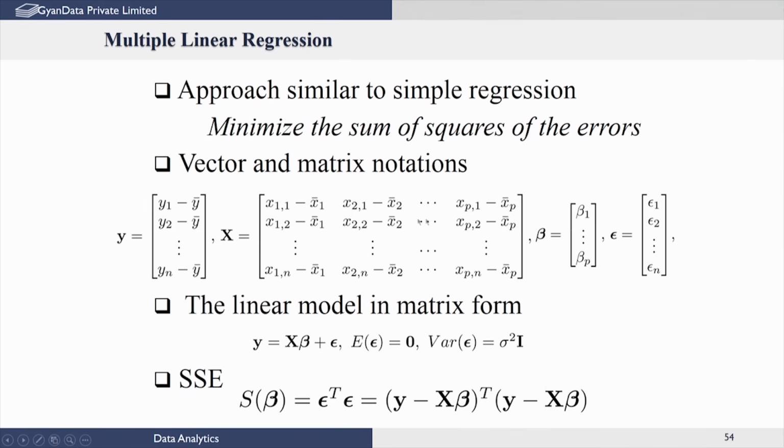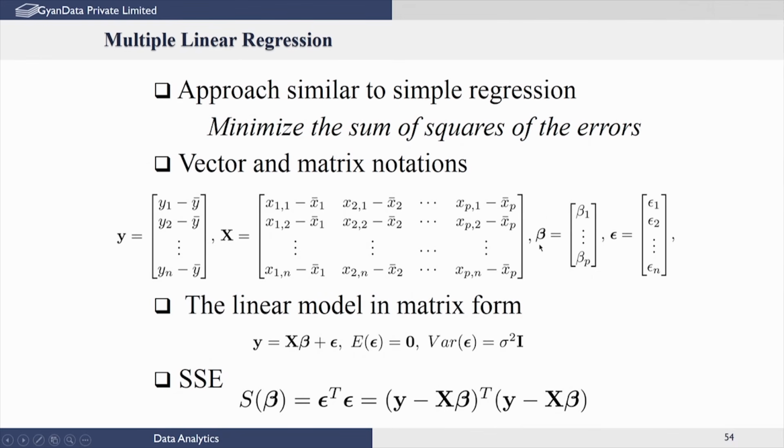You can view the first row as the first sample of all independent variables. Of course, we have mean shifted that value, and the second row is the second sample and so on, and each column represents a variable. So, the first column represents the first independent variable and the last column represents the pth independent variable.